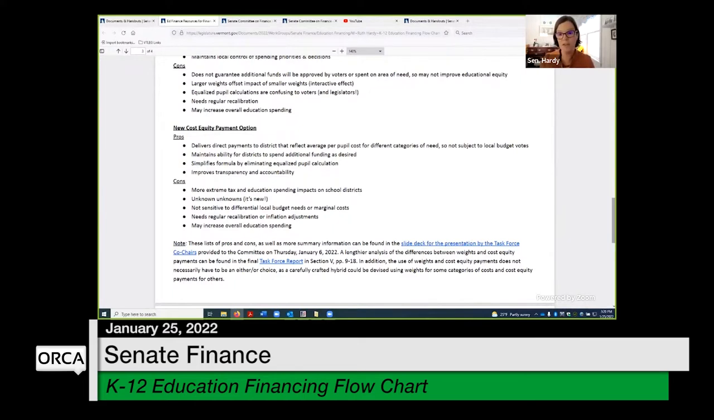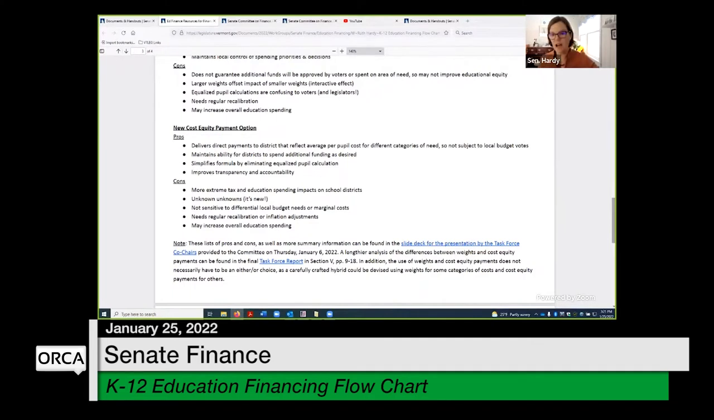That's true for the weights too, but because the weights are based on the current system, it's easier to predict. It's not sensitive to differential budget needs or marginal costs, meaning that the amounts are based on average costs. So every district will get the average cost. If they happen to need a little bit more or a little bit less, the payments don't take that into consideration. It also needs regular recalibration or inflation adjustments because they are based on fixed amounts at a fixed time. And again, it may increase the overall cost of spending, just like the weights. And it may do it a little bit more depending on the decisions of local school districts.